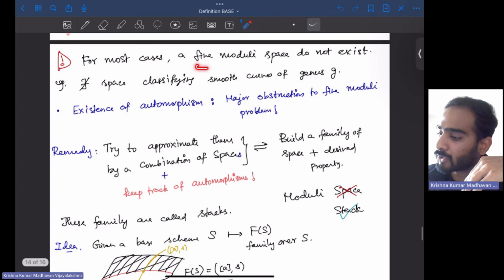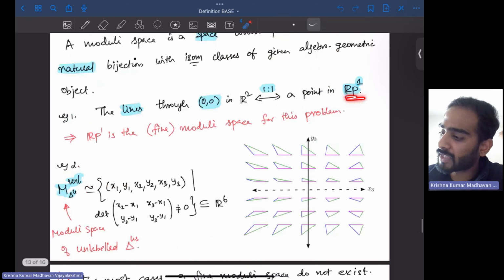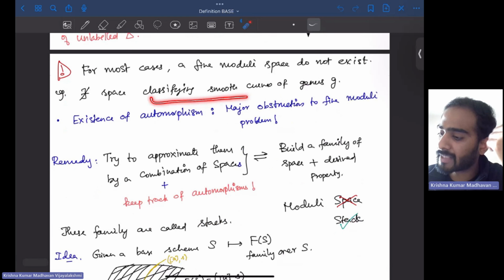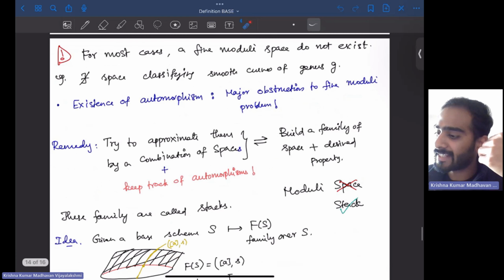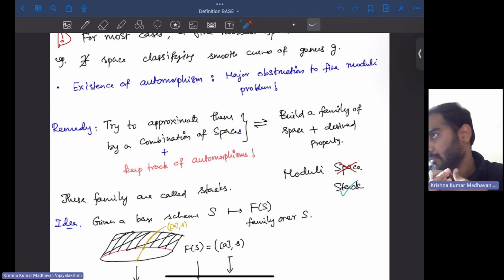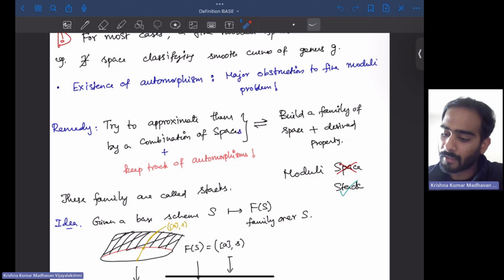In other words, people call this a moduli space problem, also called the fine moduli space problem. So for example, RP1 is a fine moduli space of this problem, but you see that this does not admit a fine moduli space. So the idea is to not look for a space, but look for something more extensive, so as to include the abstraction that inhibits having this fine property.